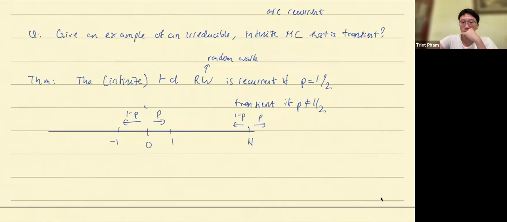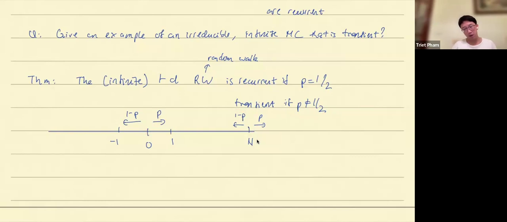Now, the claim is that if p is 1/2, which means it's a symmetric random walk, then you will be recurrent, meaning that you will revisit a state infinitely often. But if p is not equal to 1/2, then you will visit the states only finitely many times. And there you can see why this makes sense.